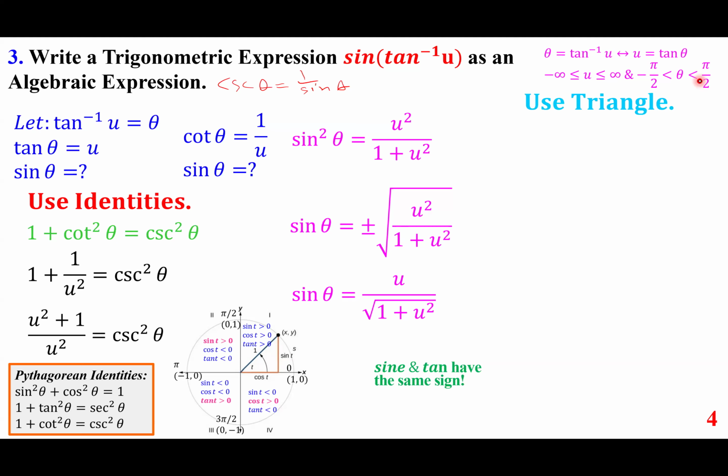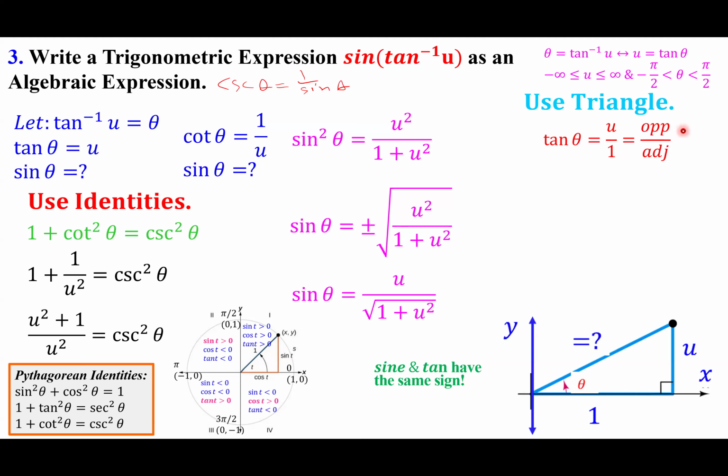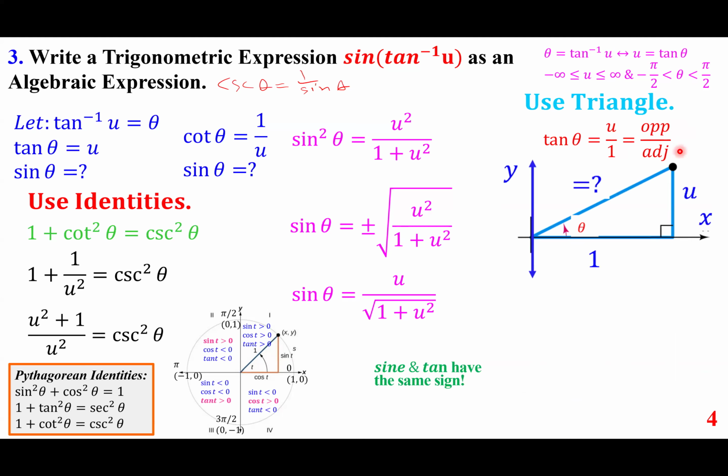Now, in this case, if you use a triangle, it makes it easier because tangent is u over 1. You can go with the right triangle and say opposite over the adjacent. If you draw a right triangle, the opposite is u, the adjacent is 1, and the hypotenuse is missing. So a squared plus b squared is c squared. So 1 squared plus u squared is the hypotenuse squared. So what is the hypotenuse? It is the square root of 1 plus u squared.